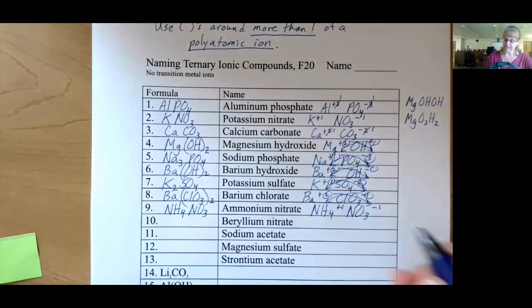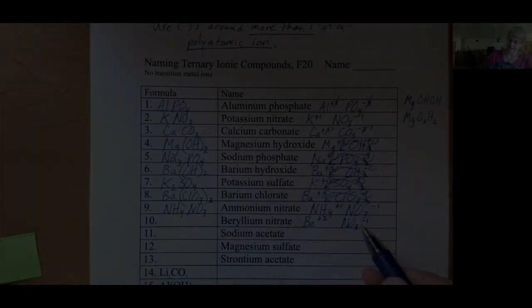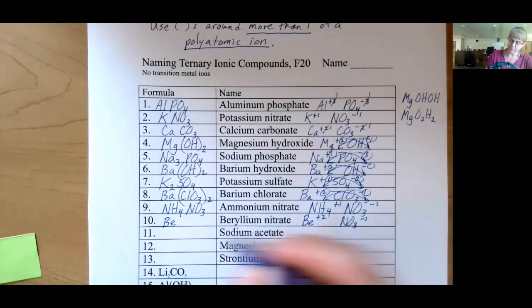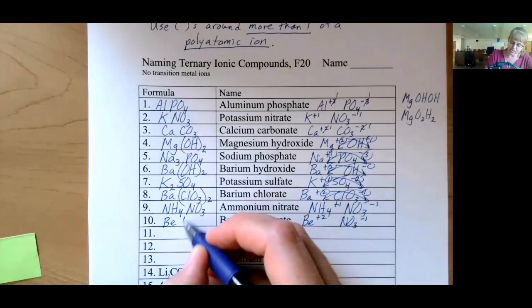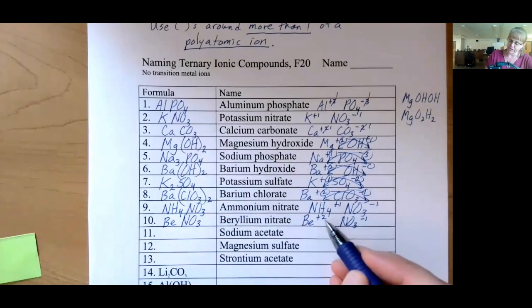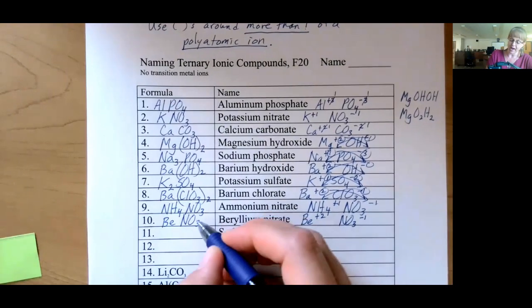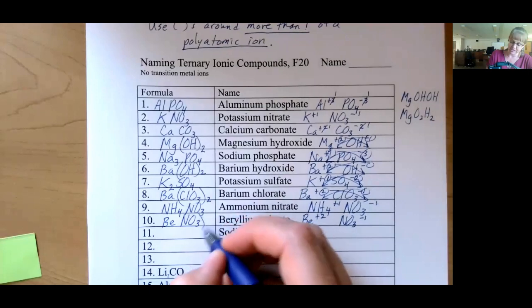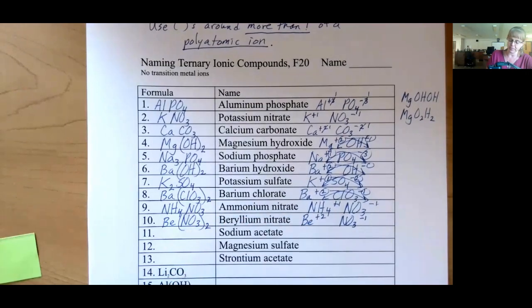You try beryllium nitrate. All right, so copy your beryllium and crisscross the invisible 1, copy your nitrate, and crisscross the 2. We're going to have 2 of this polyatomic ion, so we need parentheses and then a 2.